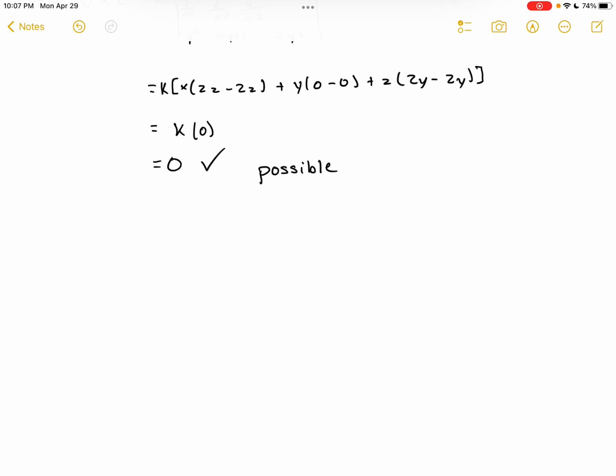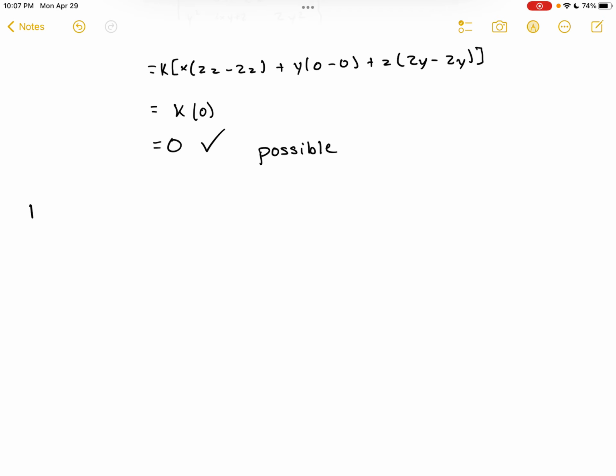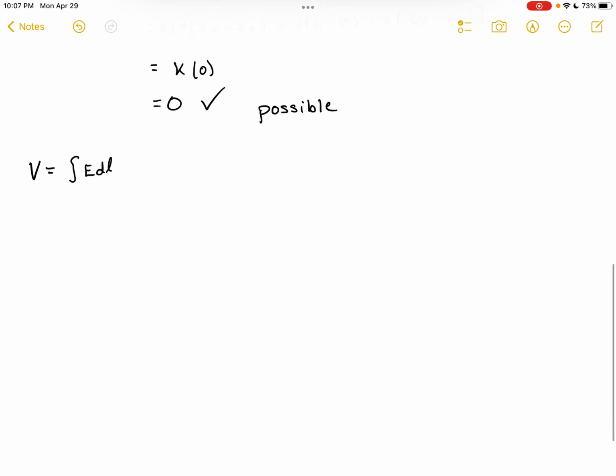So we know, to check the potential, the potential is equal to the integral of E dot dl. We know E dot dl is equal to k times y squared dx plus 2xy plus z squared dy plus 2yz dz.